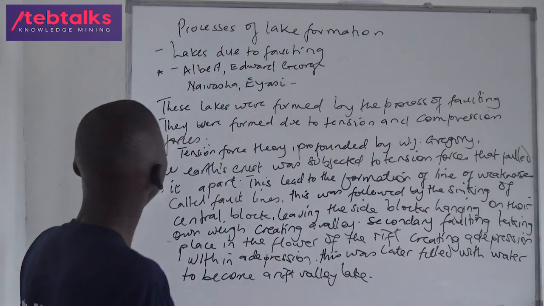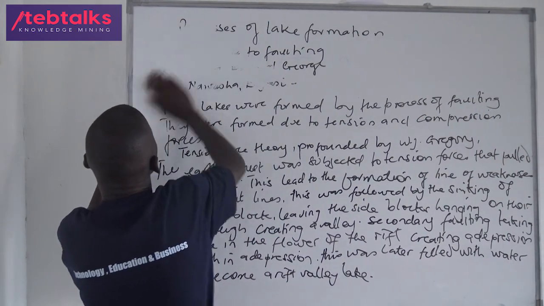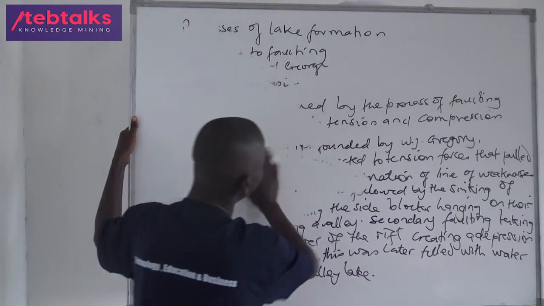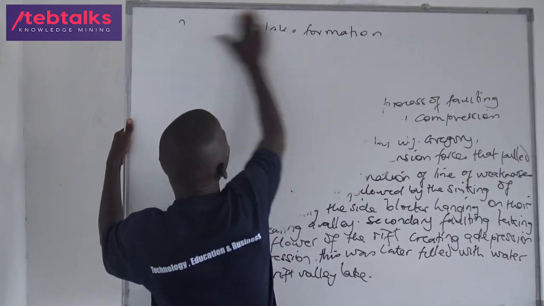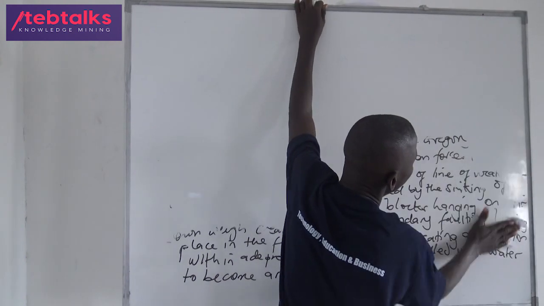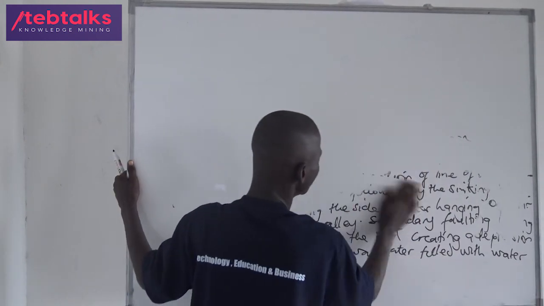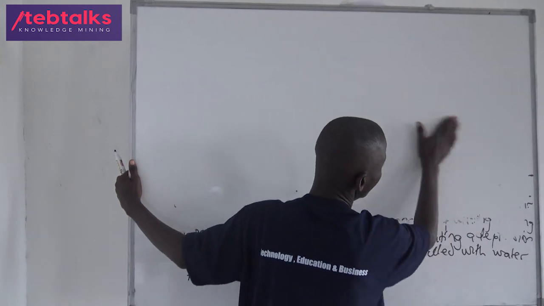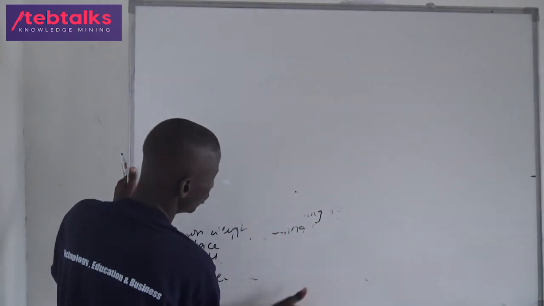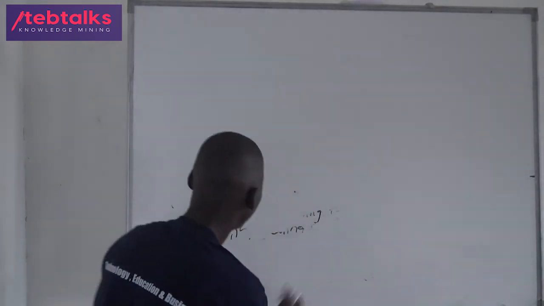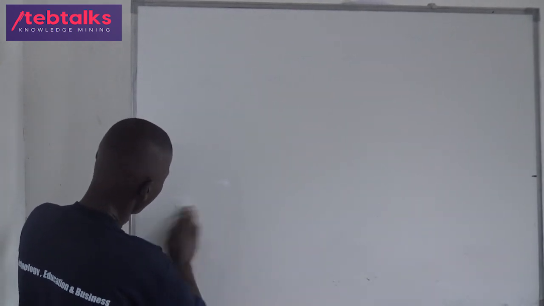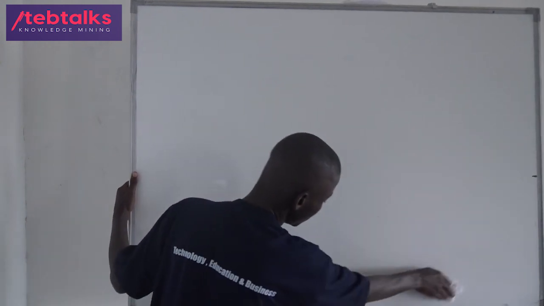And such lakes in East Africa, that's where we have Lakes Albert, Edward, George. Those ones are in Uganda. Then we have Turkana, Magadi, Naivasha. Those ones are in Kenya. Then in Tanzania we have Tanganyika and Malawi.